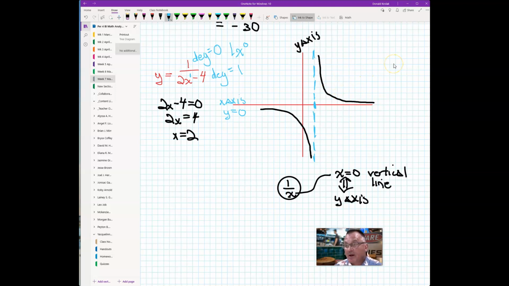Now if I wanted to get the y-intercept of this, to get the y-intercept, you let x equal 0.